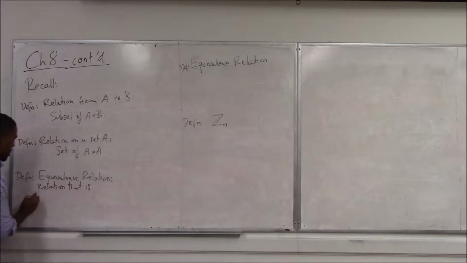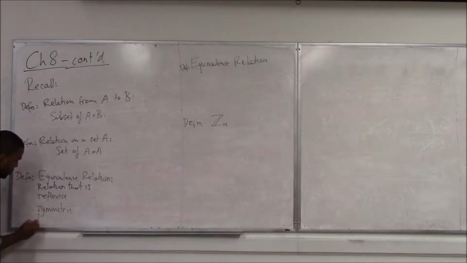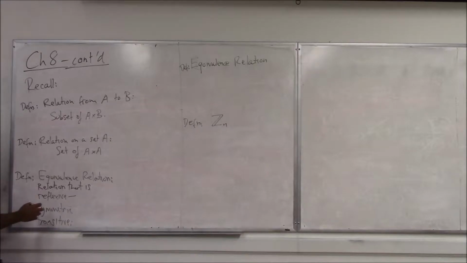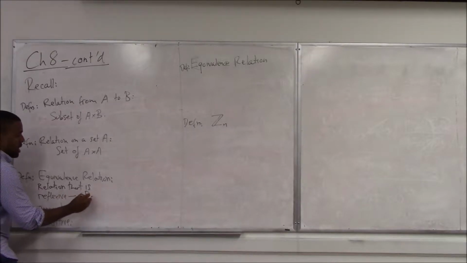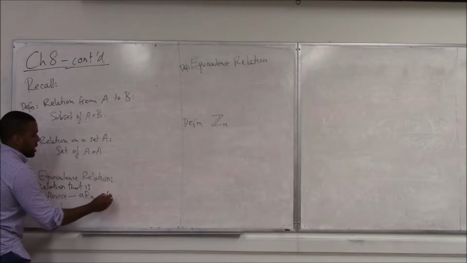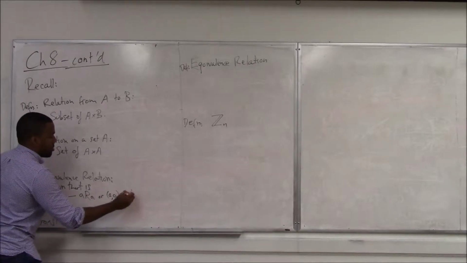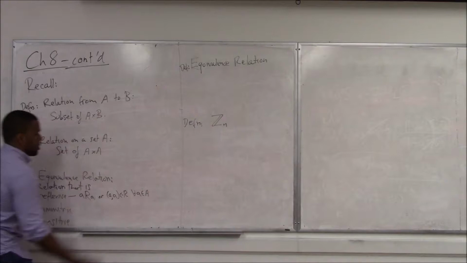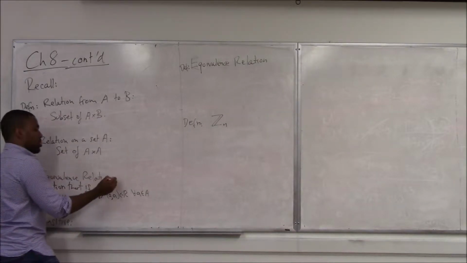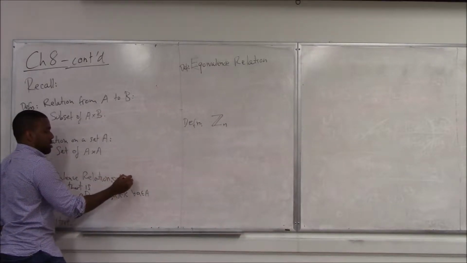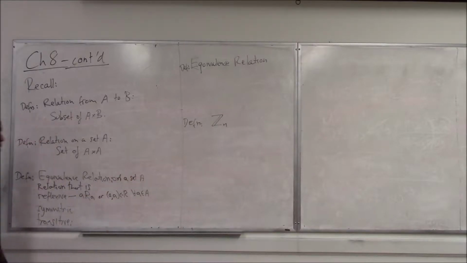So it should be reflexive, symmetric, and transitive. What does it mean to be reflexive? It relates to itself. A relates to itself, so you can write A R A, or you can write that (a, a) is in R for all a in A. Equivalence relations we usually do on a particular set, so it's on a set A.